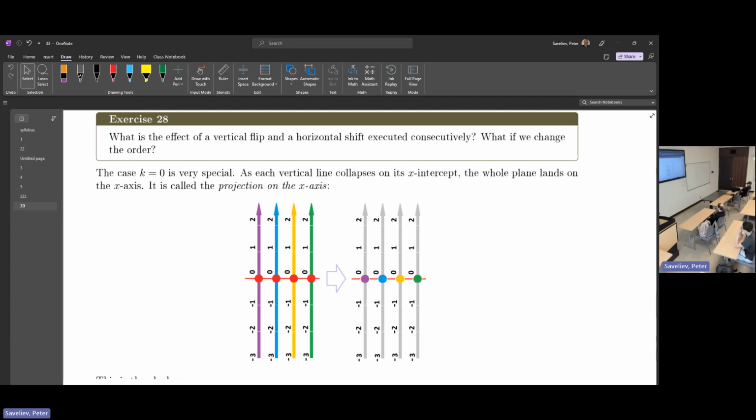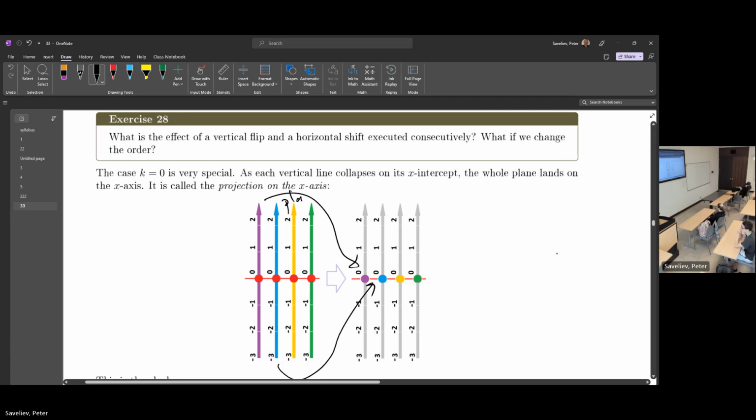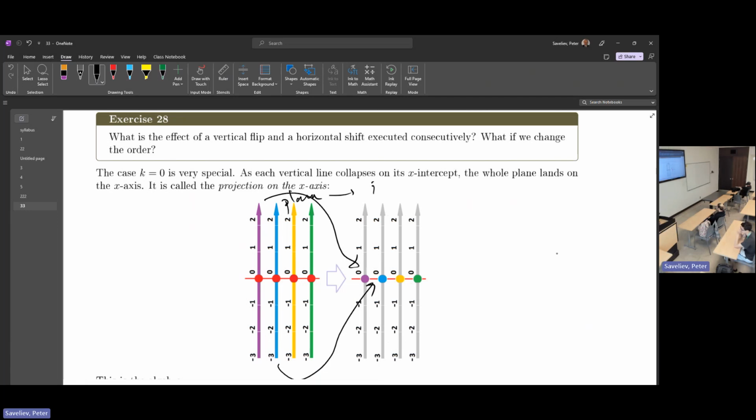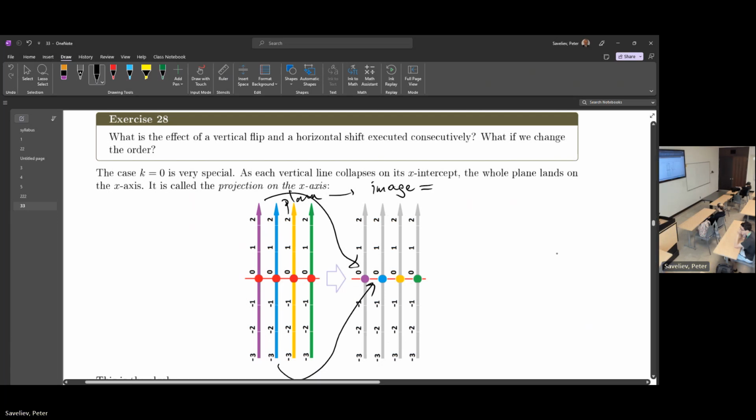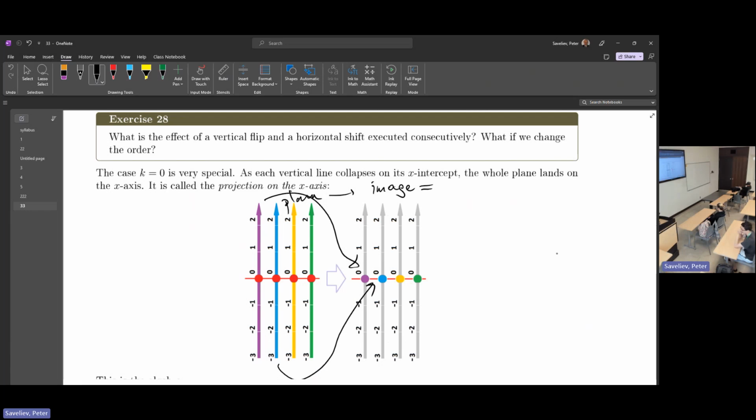So the purple line goes to the purple point, the blue one goes to the blue point, the yellow to yellow, green to green, and altogether what we produce is called the projection. So the whole plane. This is the plane, and what the image is. I'm not speaking of the codomain, but the image. What's the image? The image, the range. What is it?